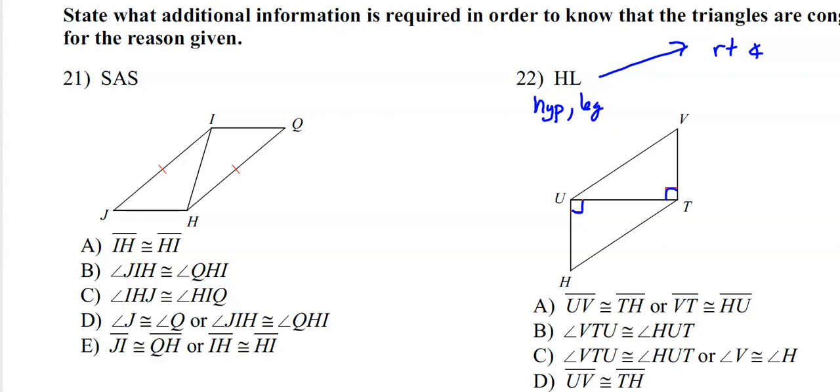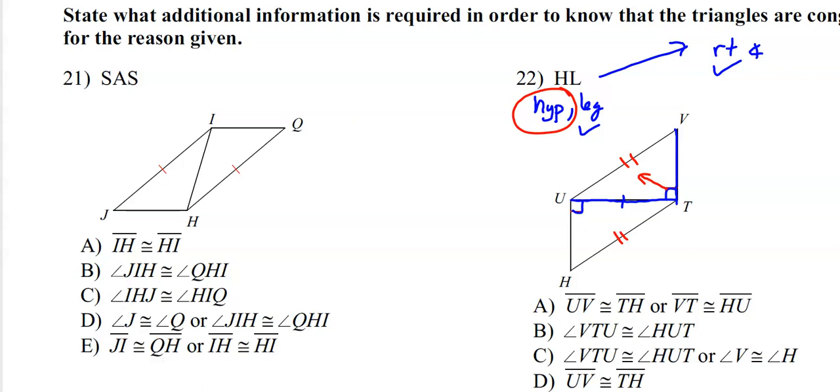Well, I see a shared side right here. So that's a leg. Remember, the legs are the 2 pieces that make the 90. So I have the leg. I have the right angle. I'm missing the hypotenuse. I need that for the HL. So the hypotenuse is always directly across from the 90. So I need UV and HT.